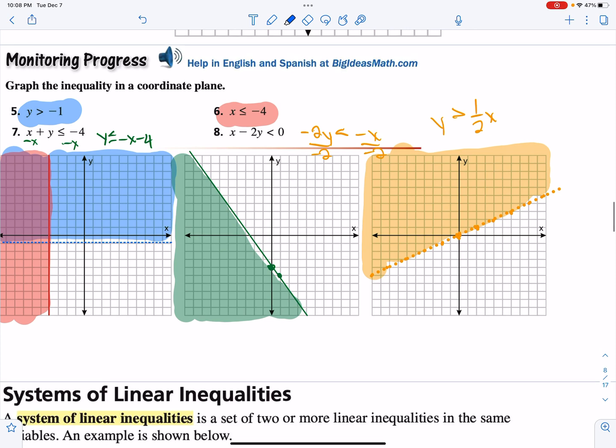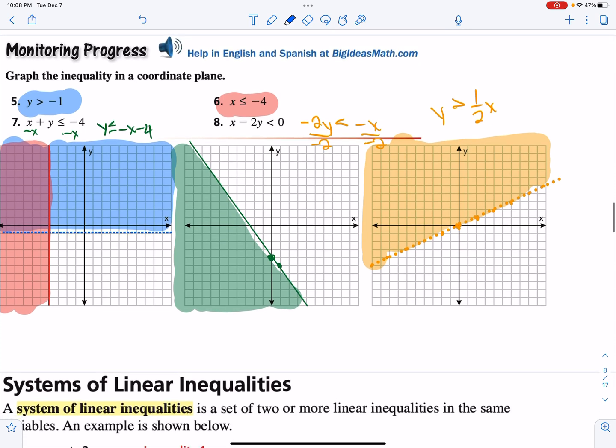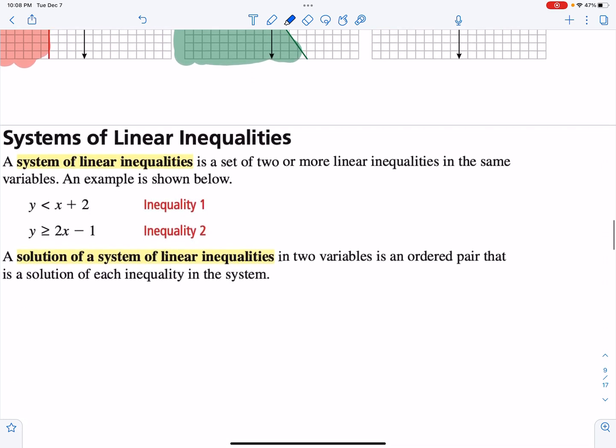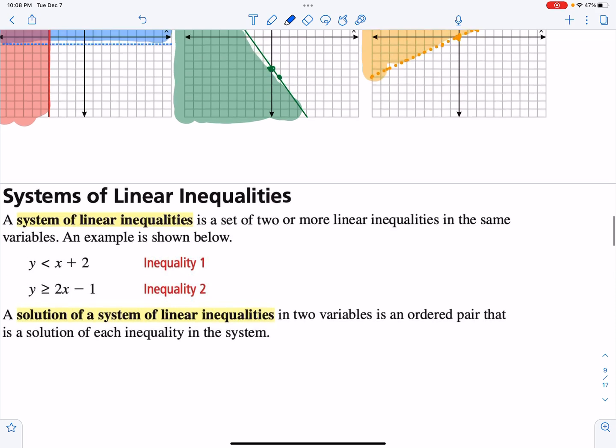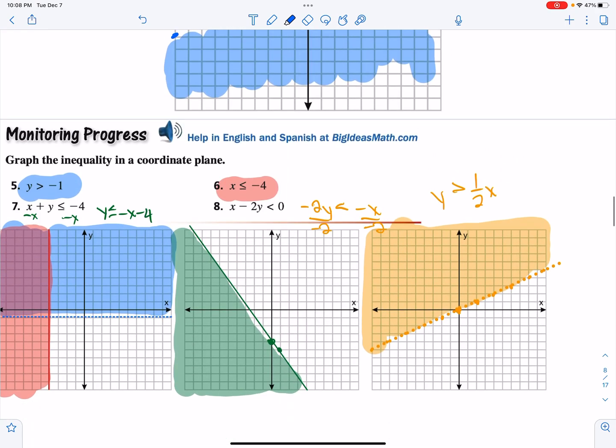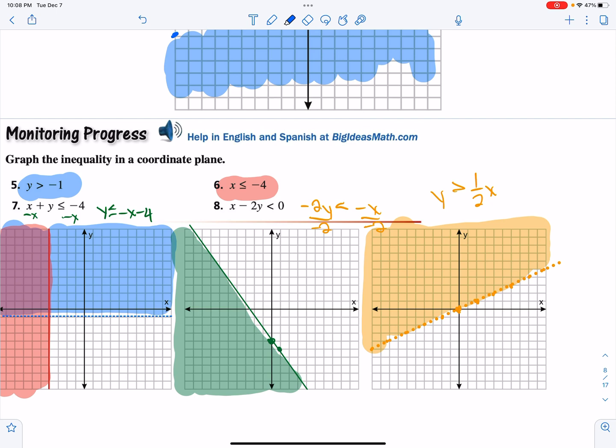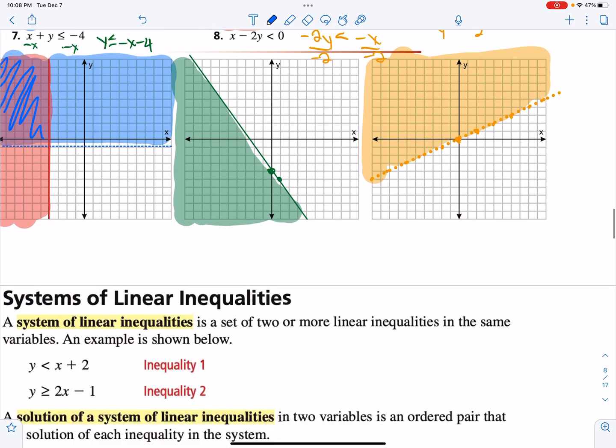Okay, so systems of linear inequalities, ironically enough, looks like the combination of 5 and 6. Essentially what you do is you graph two lines and you shade where they cross. So for instance, if I were graphing 5 and 6 together and I only wanted to shade where they crossed, it would just be this area in the top left quadrant there.